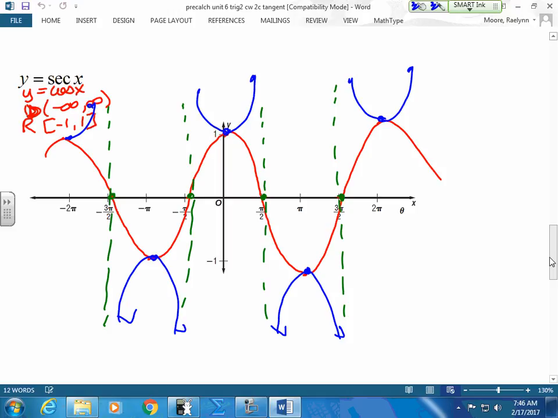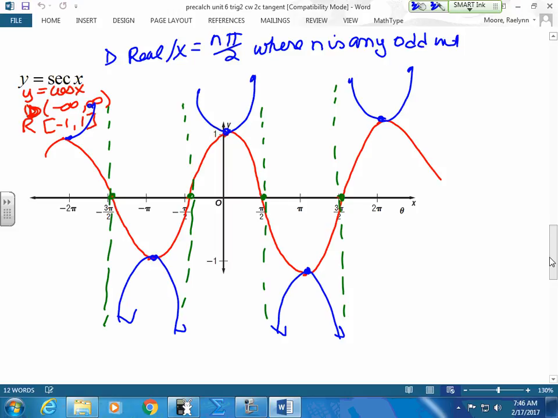So now, look how easy this is. Let's see if we can get the domain without spelling it all out. X is equal to n pi over 2, where n is any odd. Oh, you go, Chris. Very nice. Which one is this just like? This one is just like the tangent. Good. And so there's your reciprocal function.